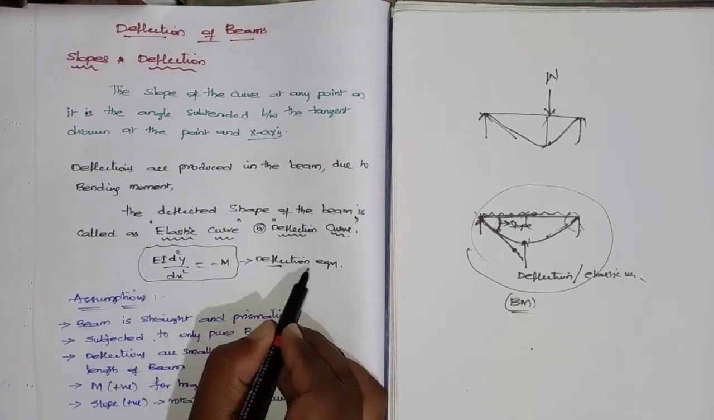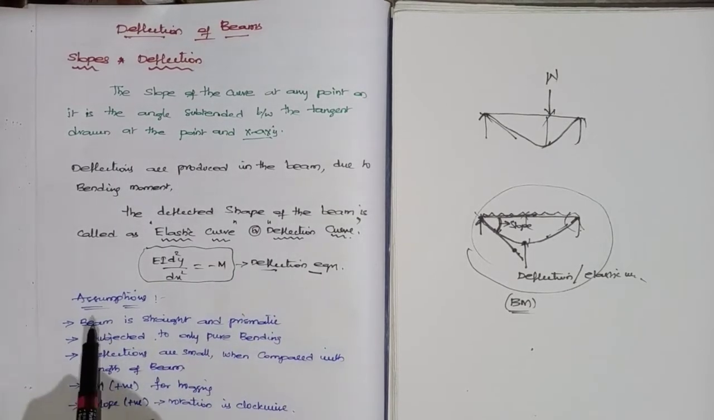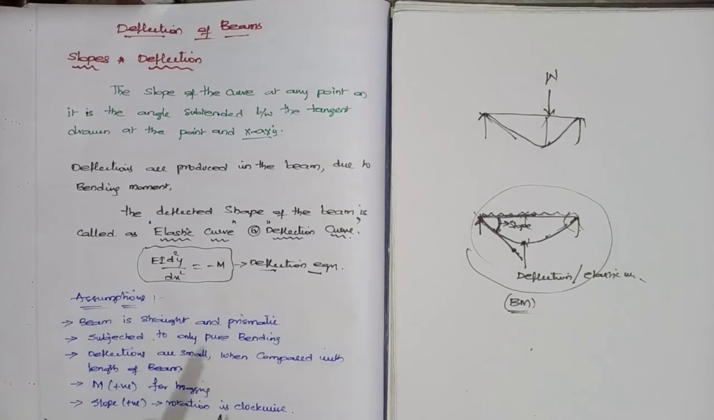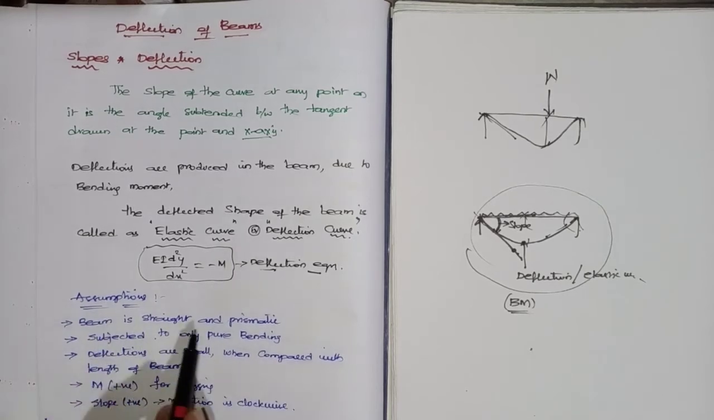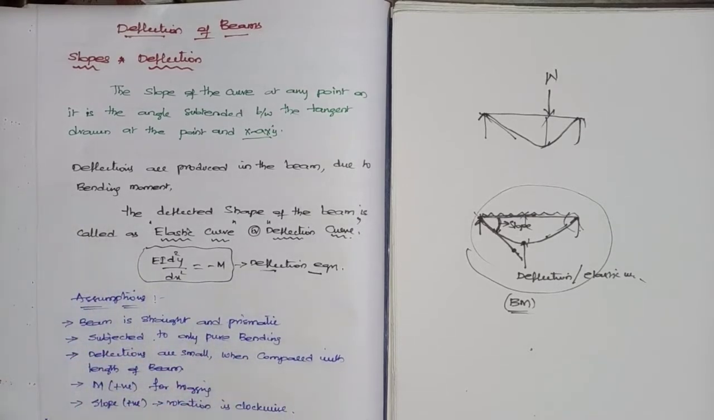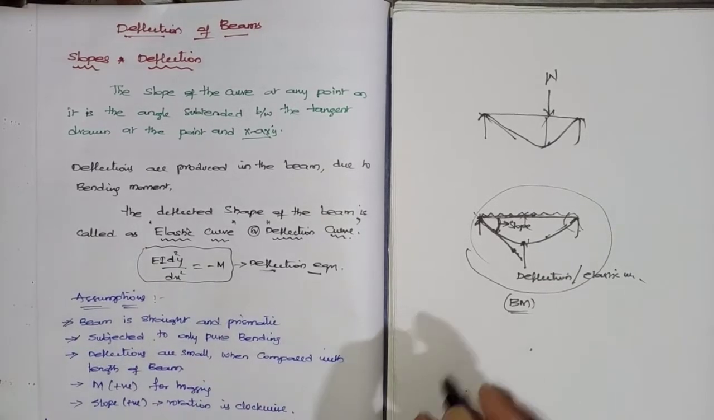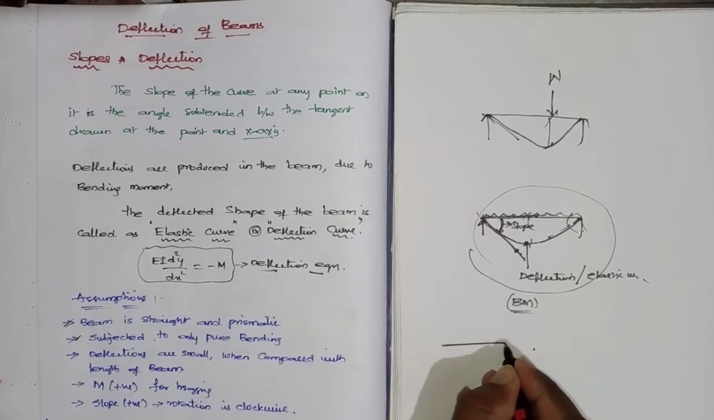Now some of the assumptions made are that the beam is straight and prismatic. Straight means throughout the length it will be straight. Prismatic means the cross section of the beam will be the same throughout. That is the first assumption. And it is subjected to pure bending only. We have seen the theory of simple bending.